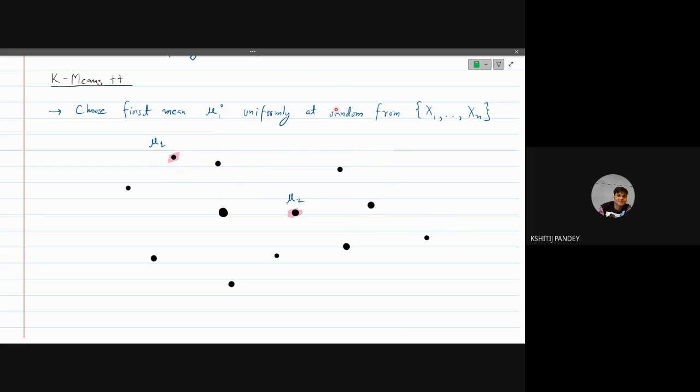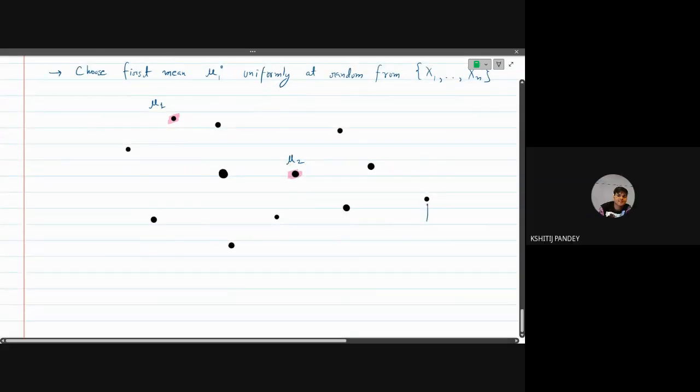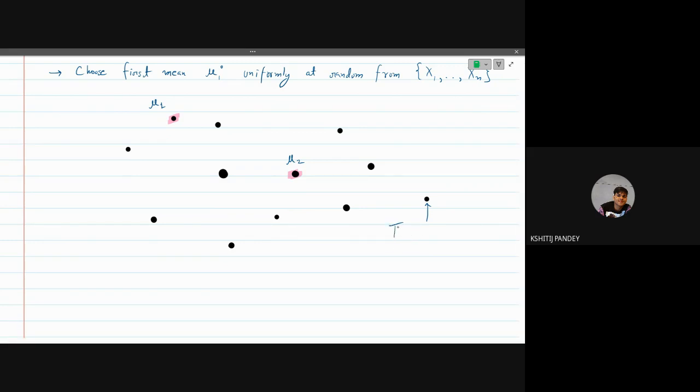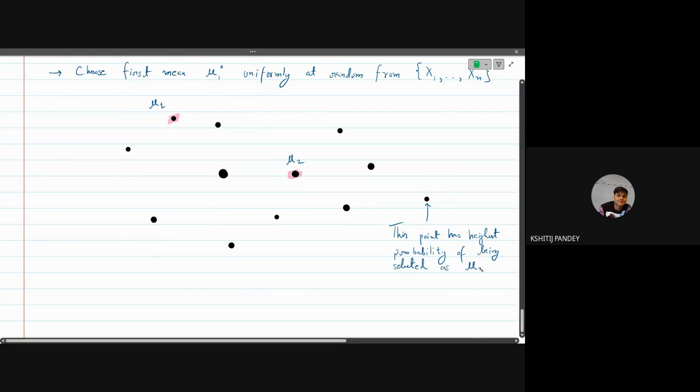So is this idea clear? Yes, so I'll just simply write that this point has the highest probability of being selected as mu3.